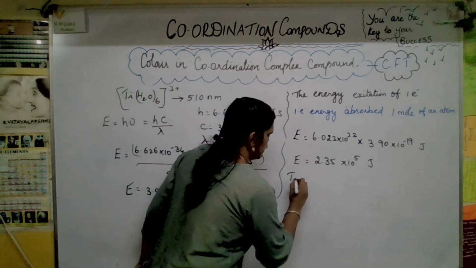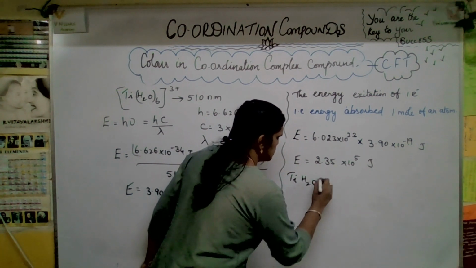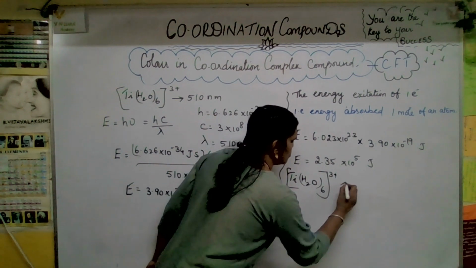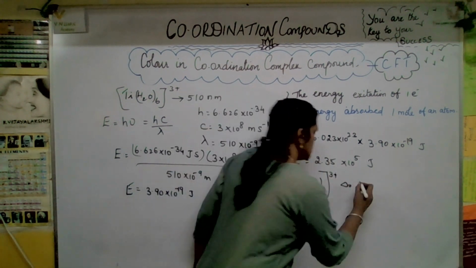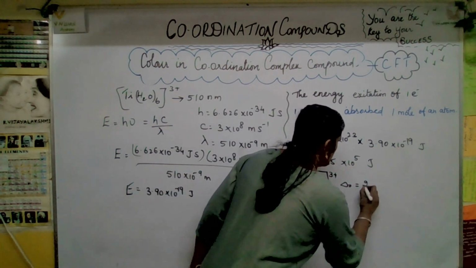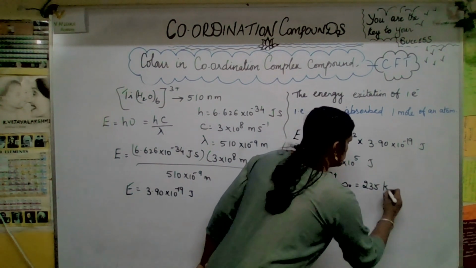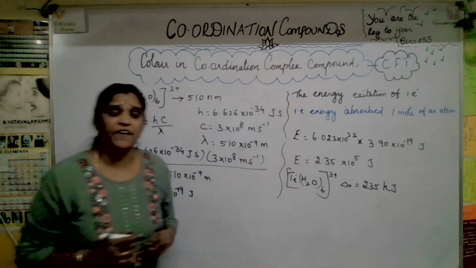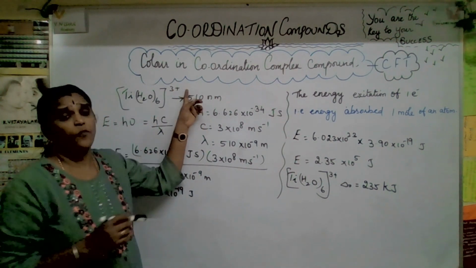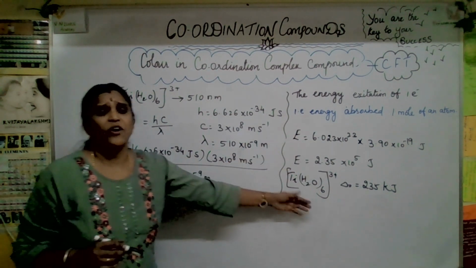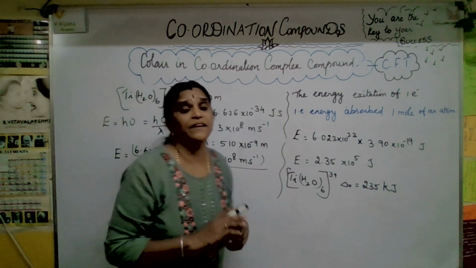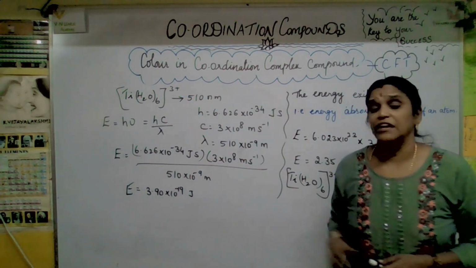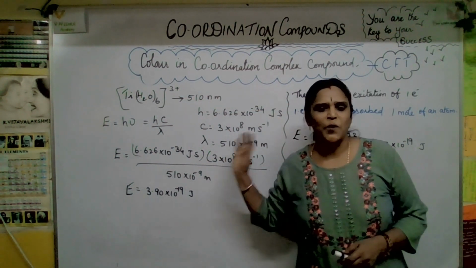Okay, now for titanium, hexaaqua titanium(III) ion, delta naught, you know delta naught. That energy is equal to 235 kilojoule. We just turn it into kilojoule. Hope you're clear. So this is the way you can identify. They will give the wavelength and you just identify. You have already learned this method in grade 11, how to find the energy level when they give the wavelength. Hope you're clear with it.